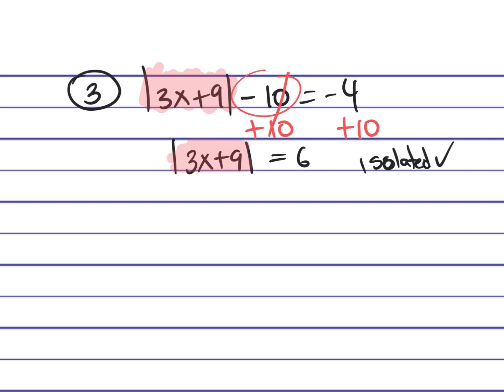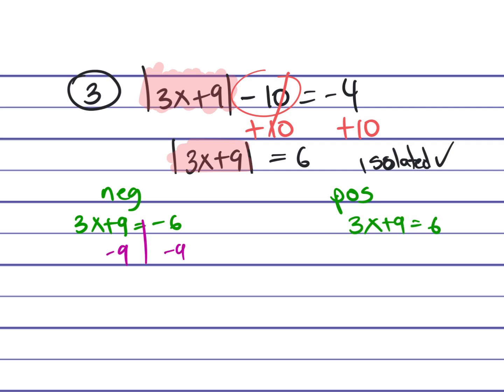Step 2 is to separate. Here is my negative side. Here's my positive side. 3x plus 9 equals negative 6. 3x plus 9 equals positive 6. Now we're going to solve them. Minus 9. 3x equals negative 15. Divide by 3. X equals negative 5.